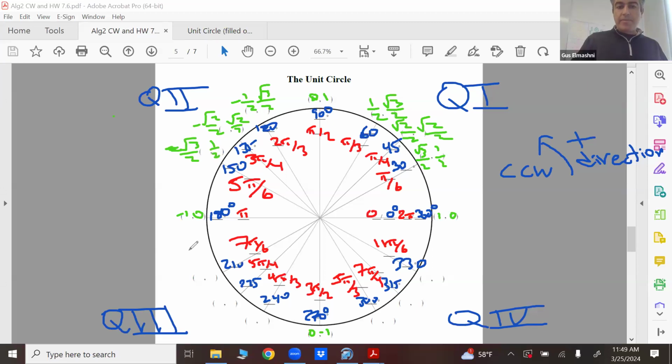Now in the third quadrant, X and Y are both what? Both negative, yeah. So here X and Y are both positive. Here, X is negative, but Y is positive. Here, X and Y are both negative. And here, X is positive, Y is negative. So, yeah, they're all negative here.